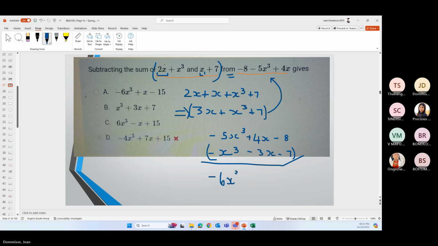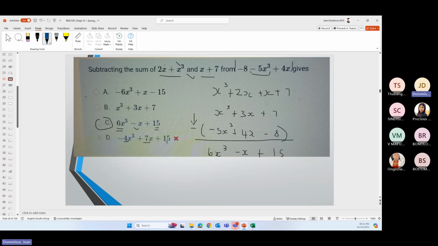Then again, I do exactly the same as I did with the other one. There's my minus 6x. That is going to be my answer, but that is then positive x, because 4 minus 3 is 1x, minus 8 minus 7 is minus 15. So actually option A. So very easy to make that mistake. And then I actually got it totally wrong with an option.